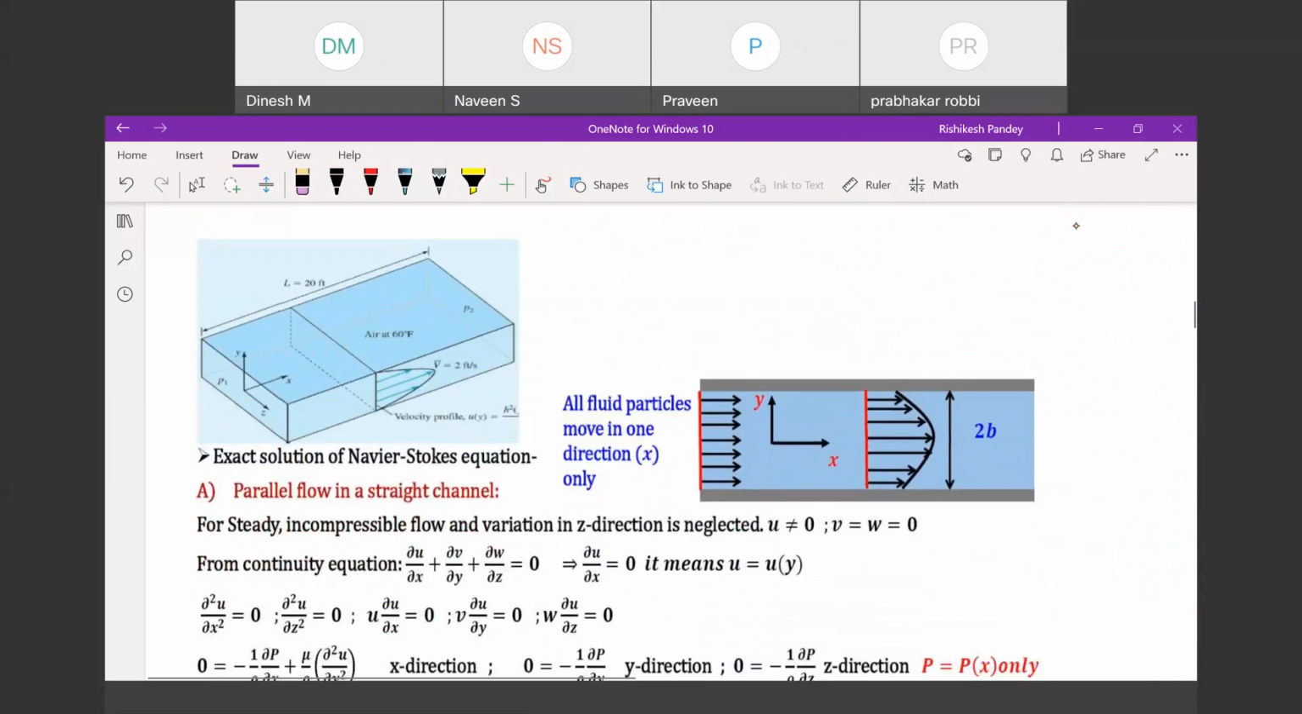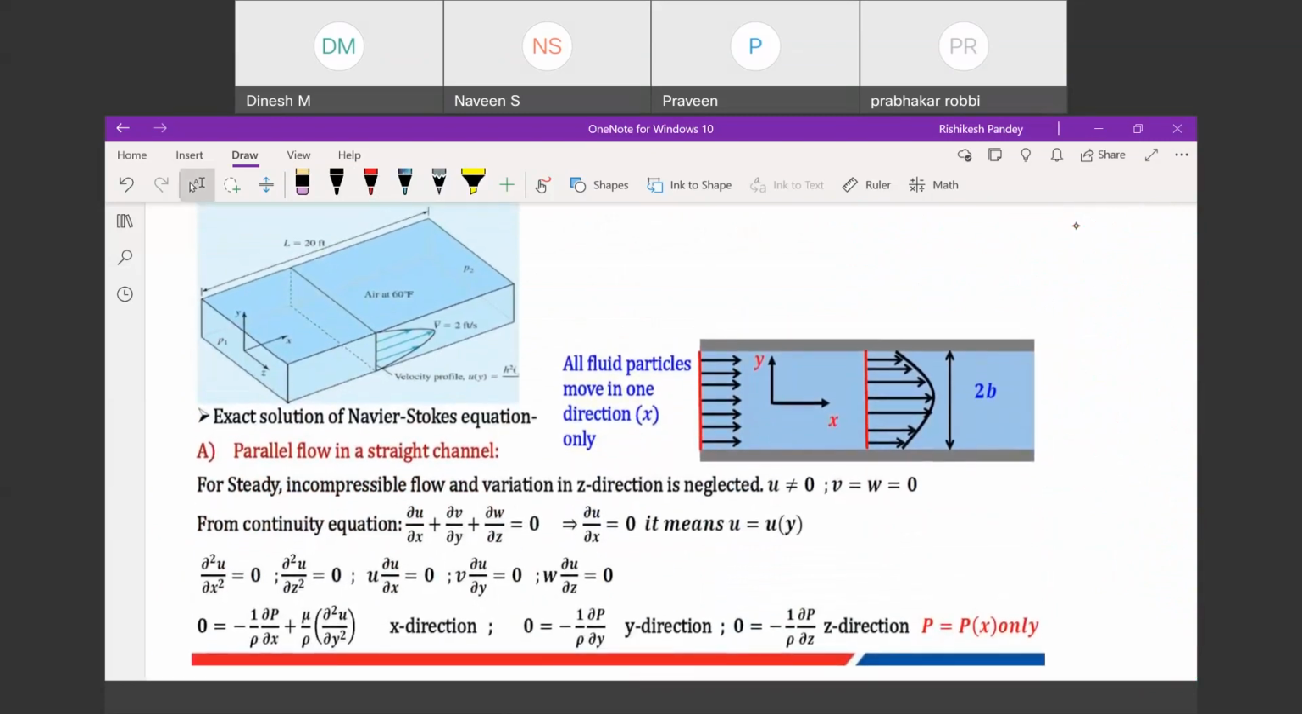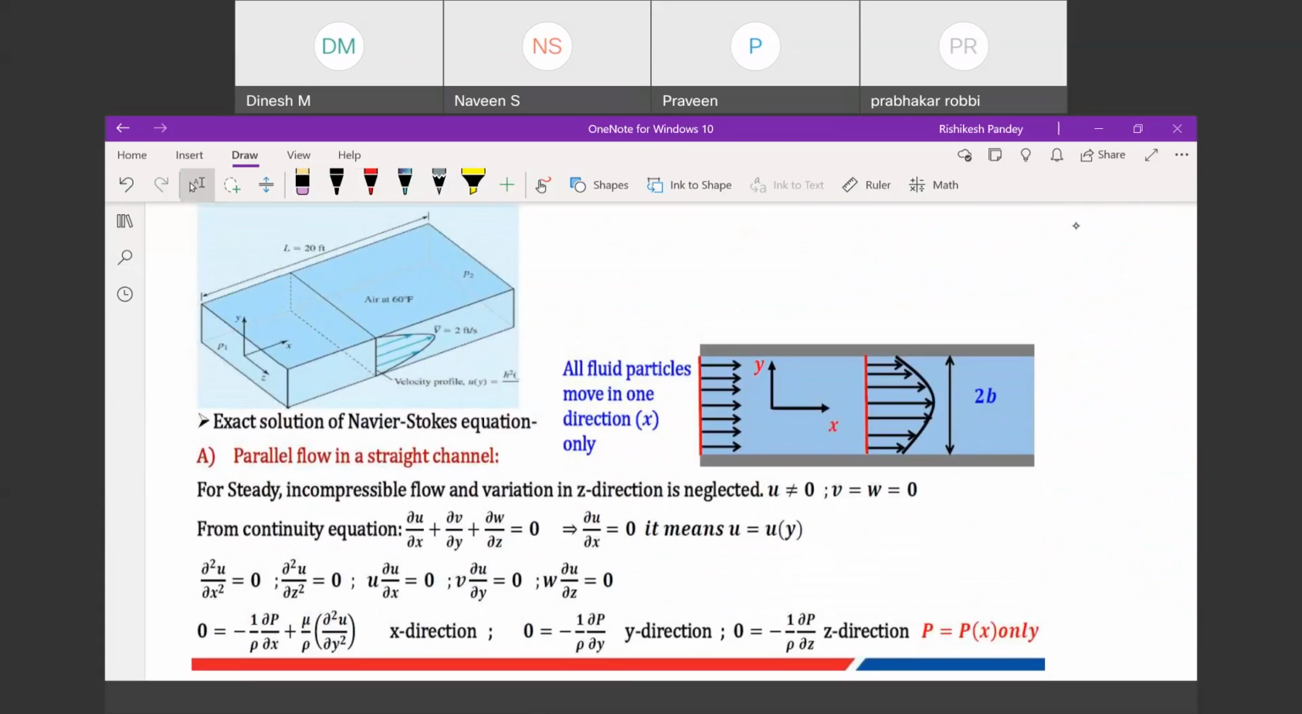Now, next is, if we consider flow in a channel, let's say this is our channel, or we can consider, let's say, flow between parallel plates. This is our fixed parallel plate. This is fixed. This is also fixed. So flow between two parallel plates we are considering. This red line should be here, not here. Now you see the gap between the parallel plates is 2b. This direction is y direction. The flow direction is x direction.